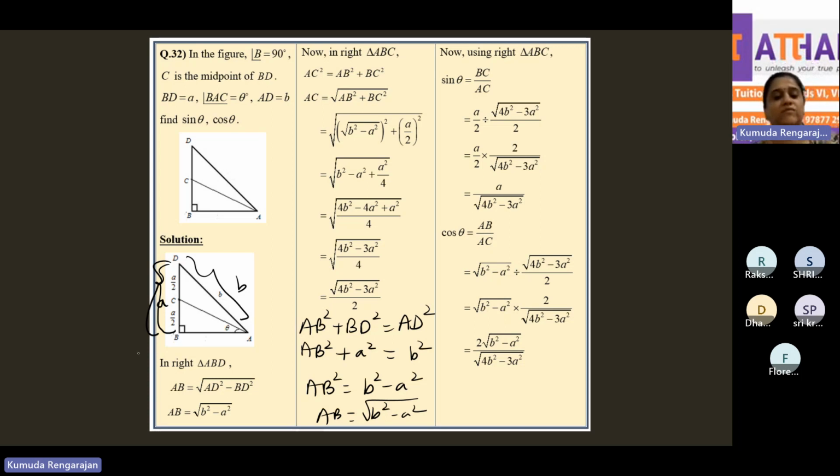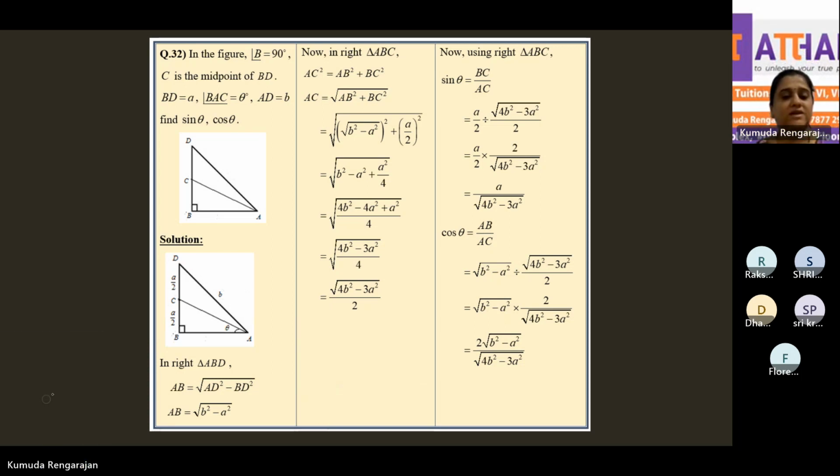Okay. And next we'll have to find AC. Having found AB, this is root of B square minus A square, and this one is A by 2. Now we'll have to find AC. So see here, AC is equal to square root of AB square plus BC square. See, you must know Pythagoras theorem. Substituted. And when you square this one, the square root is eliminated.